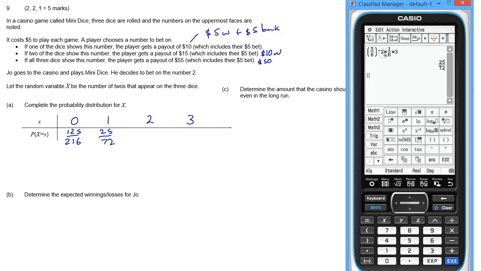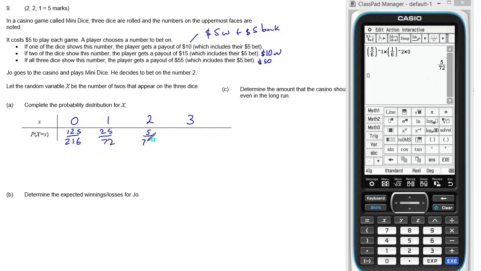And then for 2, what we need to do is take this power down to 1 and put this power up to 2. But of course the 5/6 could occur in any of 3 positions, so that's still all good. So that's 5 over 72. And of course for 3 of them that's just going to be 1/6 cubed, which is 1 over 216, and you could check that these do add to 1.